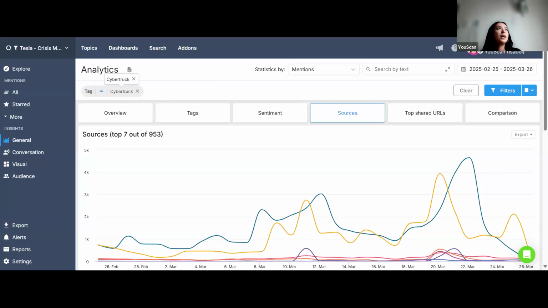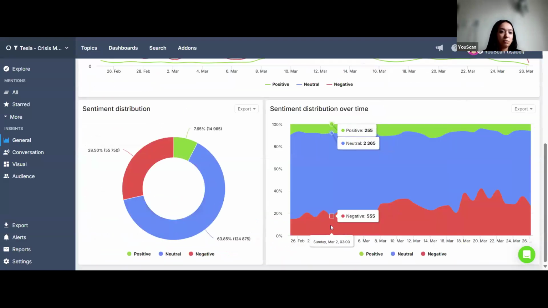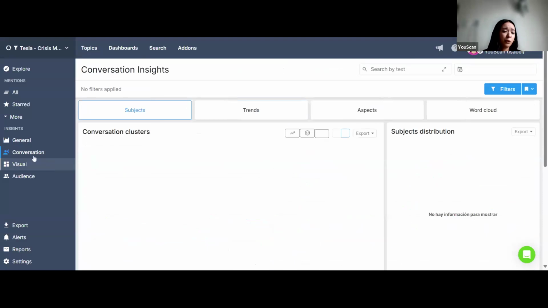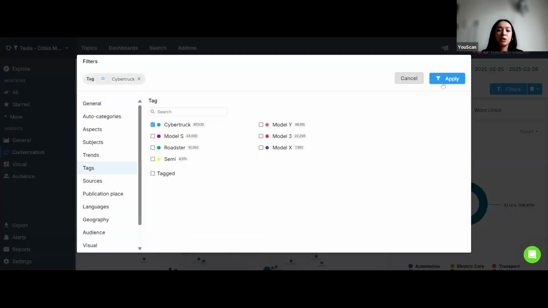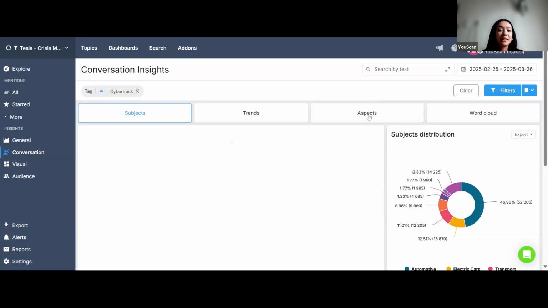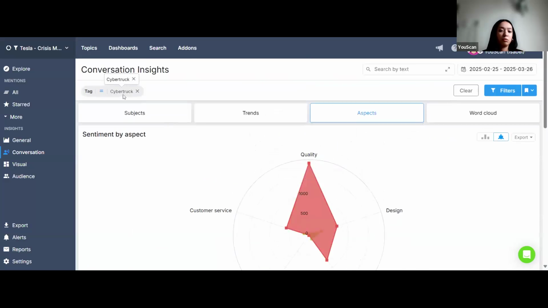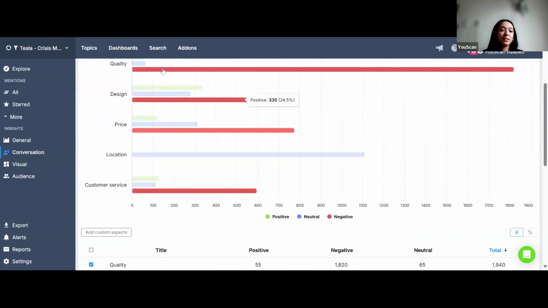I want to understand what the biggest complaints about the Cybertruck model are. I understand that they have a lot of negative mentions, okay, but what are these negative mentions about? So we can use this tool here, conversation insights, which is one of my favorite tools here in YouScan. We can still keep filtering by tags. So here in filters, tags, we can filter by Cybertruck. And we can use this tab here, facts, to understand what are the main aspects that people complain about regarding the Cybertruck model. Okay, we can change the graph here and personalize these aspects.